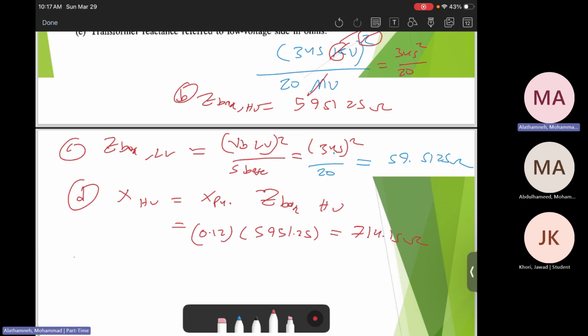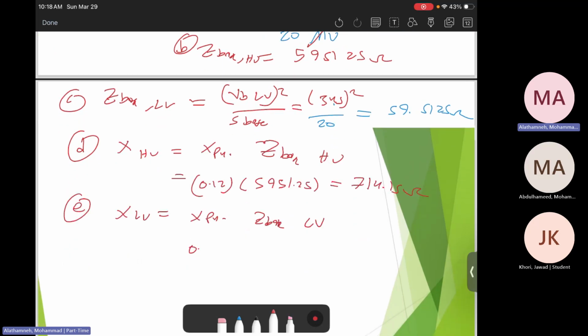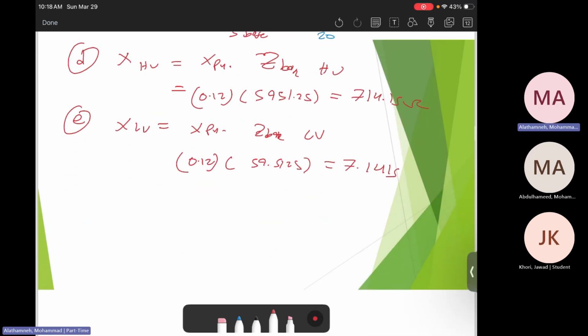Then the other thing is the reactance for the low voltage side, which is X per unit times Z base low voltage. Then it will be 0.12 times 59.5125, and the answer will be 7.1415. Okay, that's how we calculate all of them.